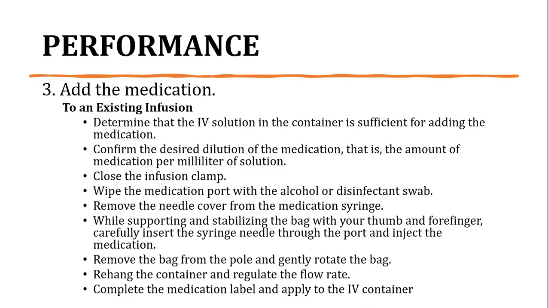Then, close the infusion clamp. Wipe the medication port with the alcohol or disinfectant swab for the sterility of the procedure. Remove the needle cover from the medication syringe, and while supporting and stabilizing the bag with your thumb and forefinger, carefully insert the syringe needle through the port and inject the medication. Remove the bag from the pole and gently rotate the bag. Rehang the container and regulate the flow rate. Then complete the medication label and apply to the intravenous container.